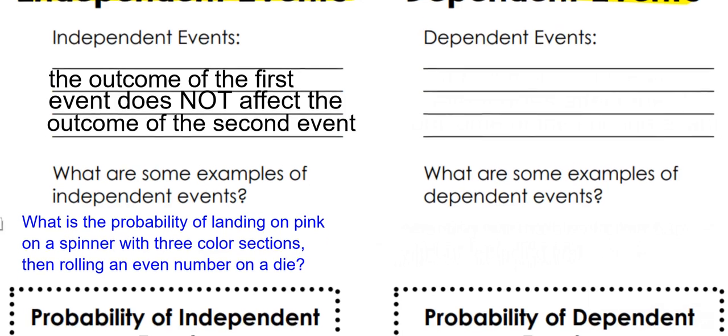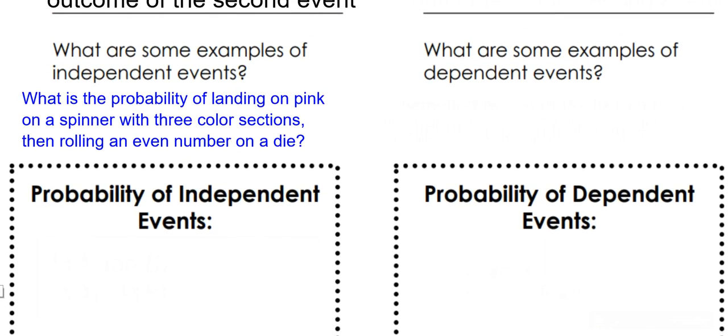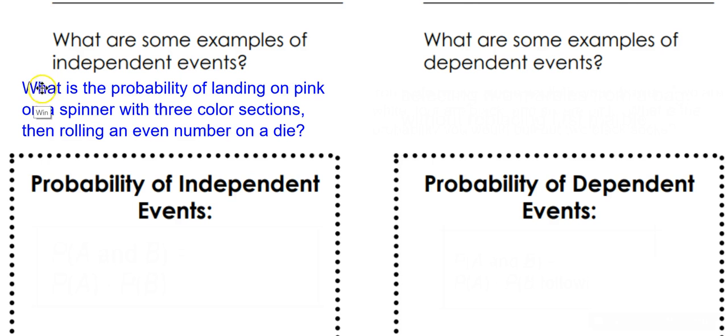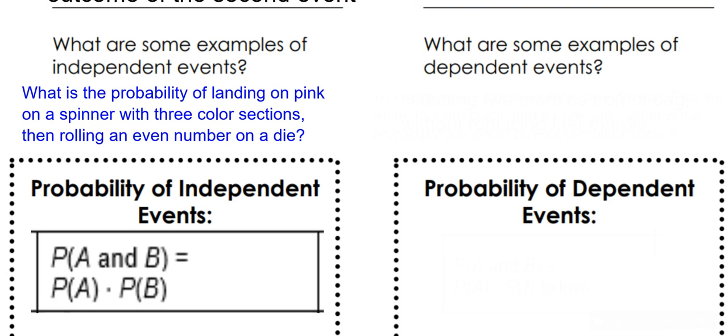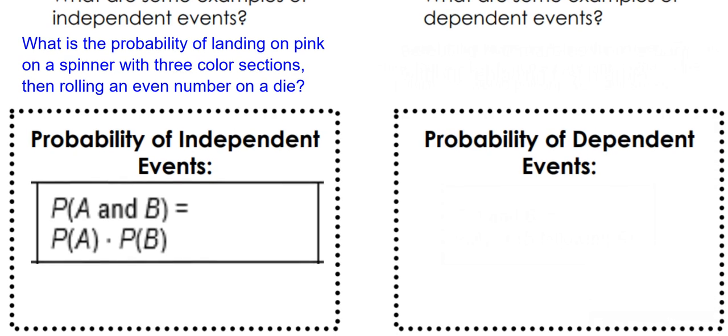So what we're going to do, I'm just going to move this down a little bit, and we're going to take a look at this question as you've copied it down. What is the probability of landing on pink? While you are copying that down, we're going to write down the formula for finding the probability of independent events. So the probability of A and B, the way we find the probability of two independent events happening is by finding the probability of the first event and multiplying by the probability of the second event. Okay? So let's go ahead and try this using the example that we have.